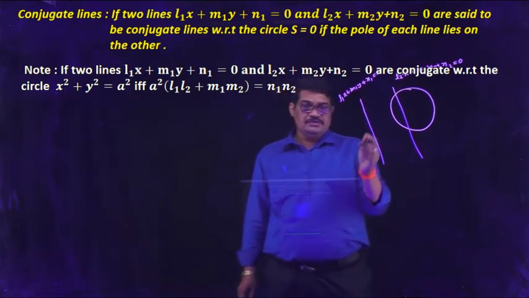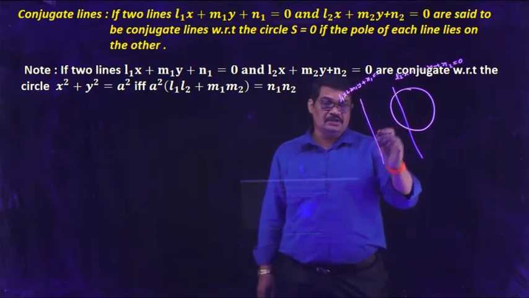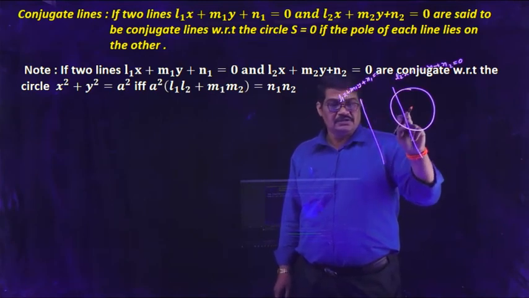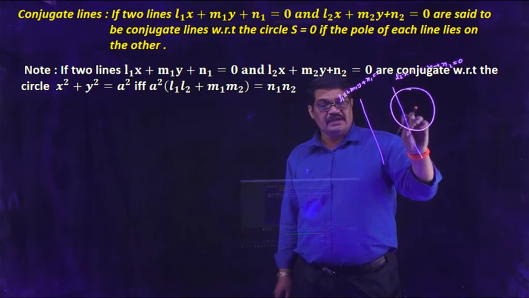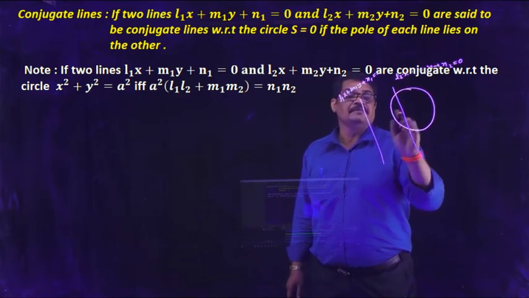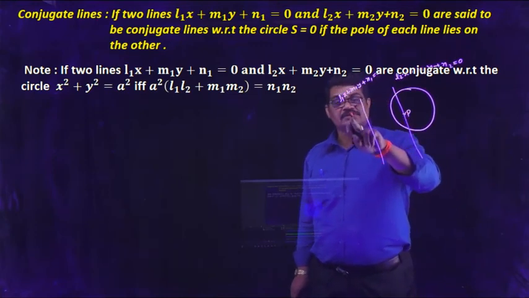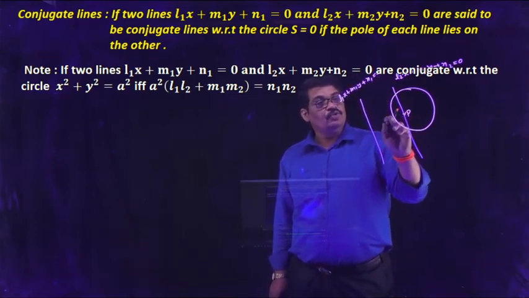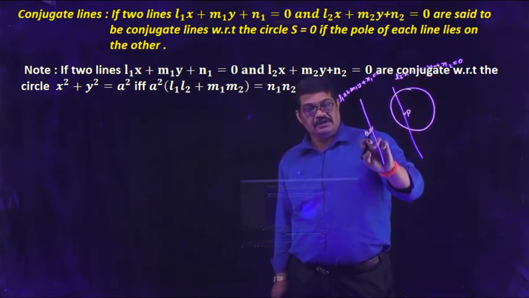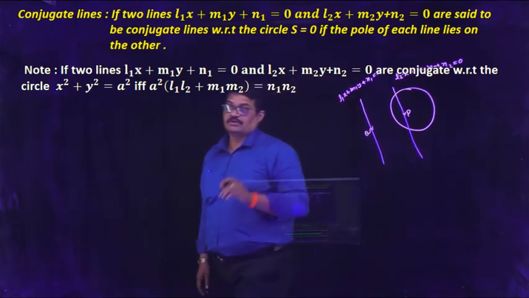When do we say that these two lines are conjugate lines? Each line's pole lies on the other line. So that is the definition. The pole of the first line lies on the second line and the second line's pole lies on the first line. Suppose P is the pole of the first line and it lies on the second line, and Q is the pole of the second line, then that point lies on the first line. Then we say that these two lines are conjugate lines with respect to the circle.